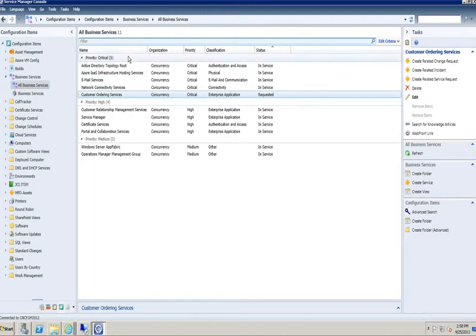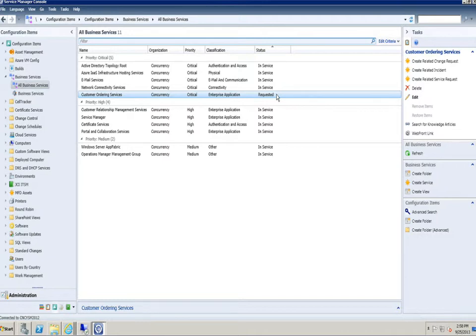So under the business services area, you can see the things I deliver to my customers. You can see that I have email services and network connectivity services and certificate services and portal and collaboration services. But you can also see this customer ordering services, and that has a status of critical, because if I'm delivering an ability from the order, it's going to be a critical service, and it's an enterprise application versus authentication and access. When I look at its status, I can see it's in a requested status, and that allows me then to determine whether or not that's something I'm presently supporting, or something there's a project to implement.